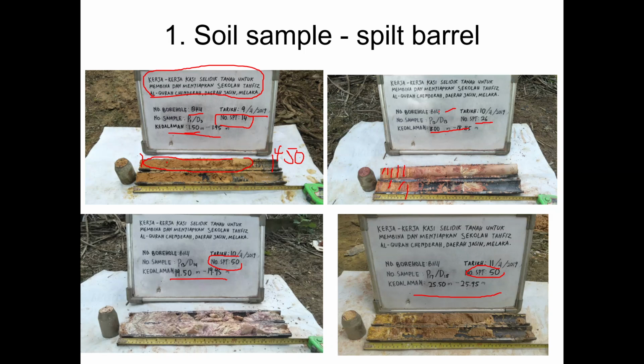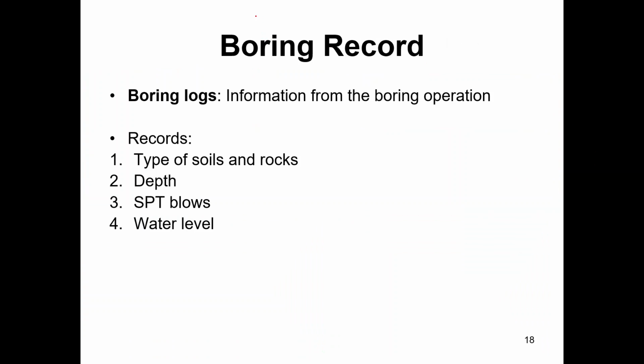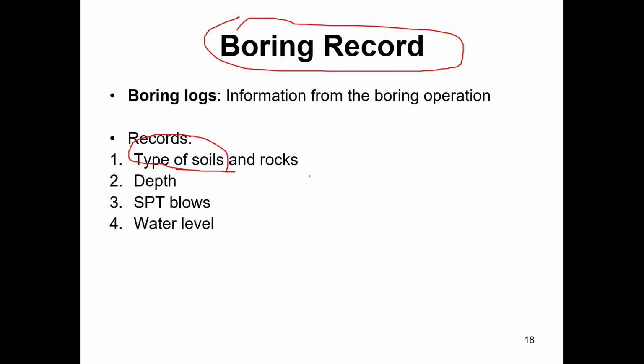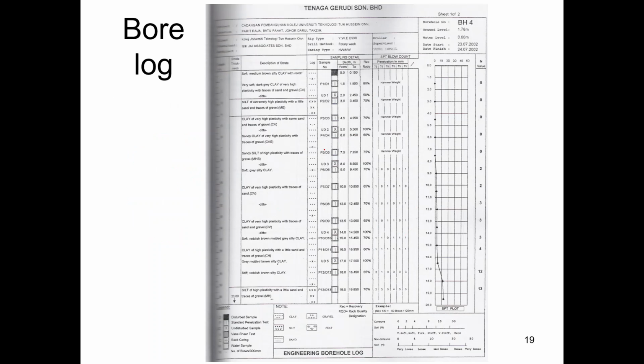This is a split barrel, used to get soil samples. From that boring record, we have information like the type of soil. When we do the soil classification, we can get the type of soil. From the soil and rock samples, we can get the type of rocks, the depth for each soil or rock type, the number of SPT blows, and the groundwater static level. This is an example of a bore log, which contains that information.